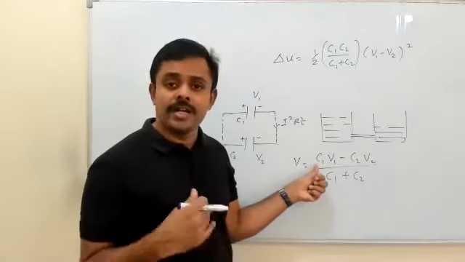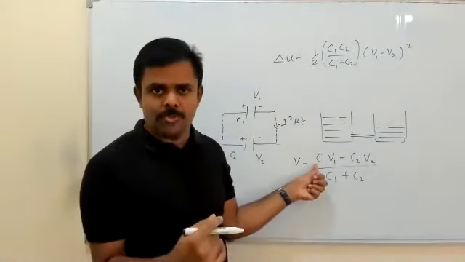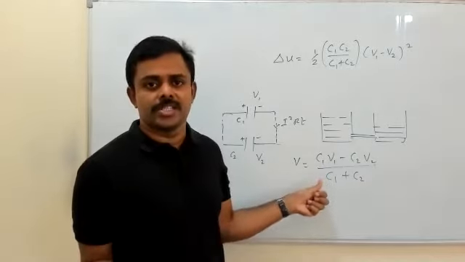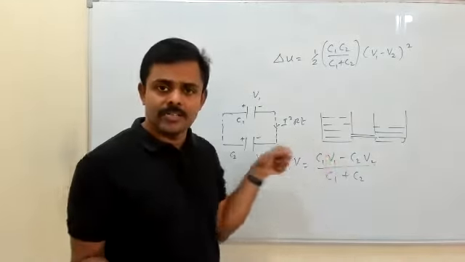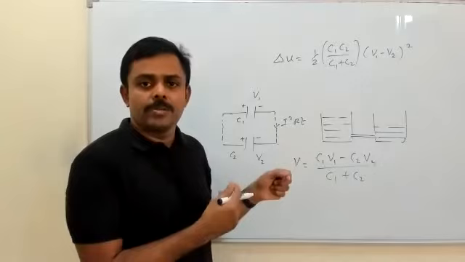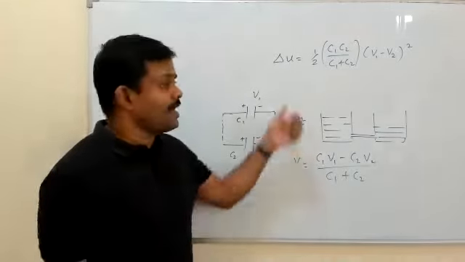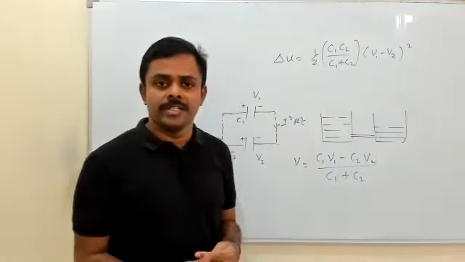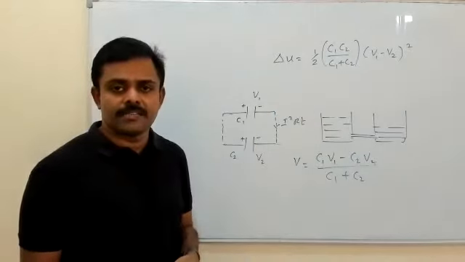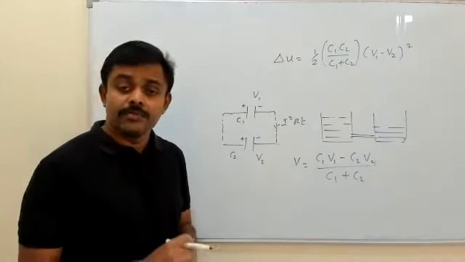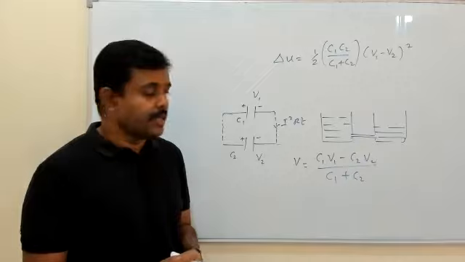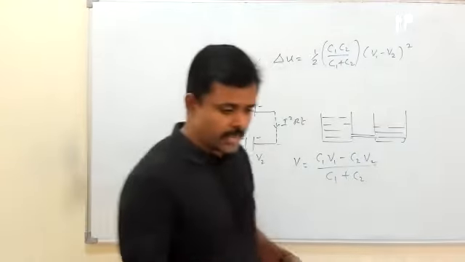We just have to learn the equation C1 V1 plus or minus C2 V2 by C1 plus C2. Why plus or minus? Plates of same polarity plus, plates of opposite polarity minus. And then what is the energy loss while doing this? It is half into C1 C2 by C1 plus C2 into V1 minus V2 to the whole square. Very, very important questions for boards as well. You just have to learn these equations. Did you understand this?